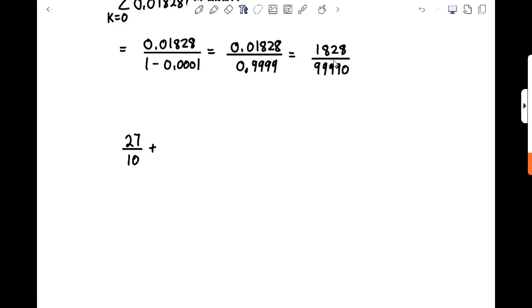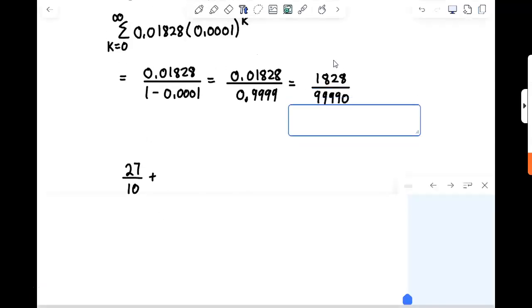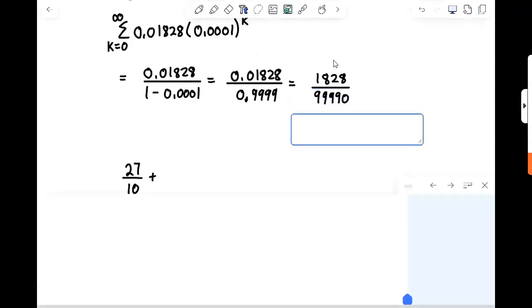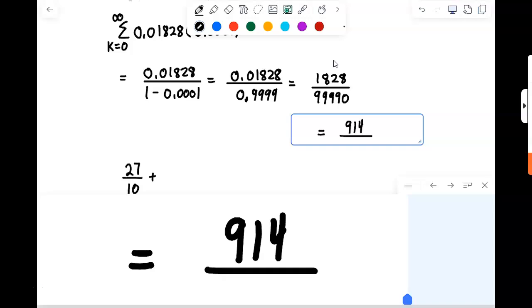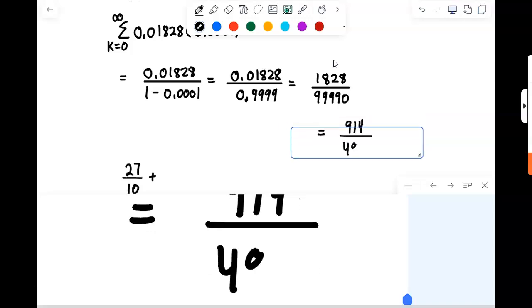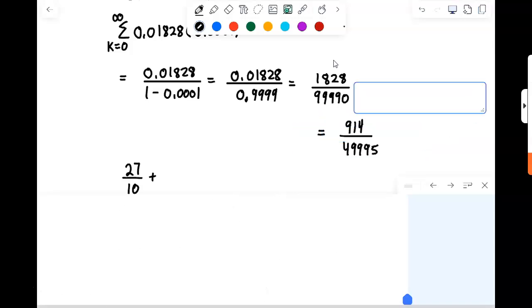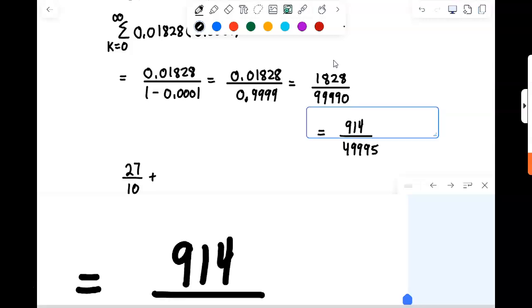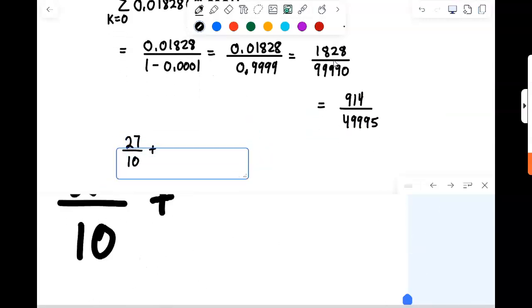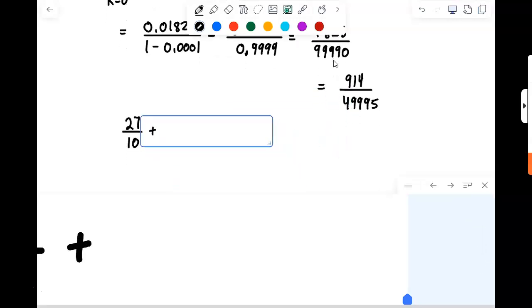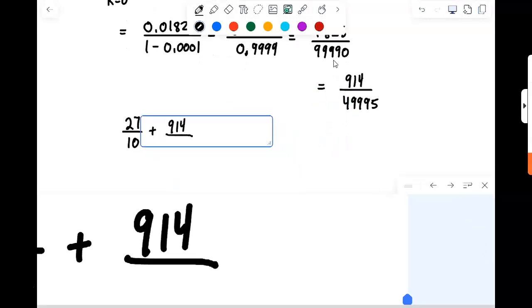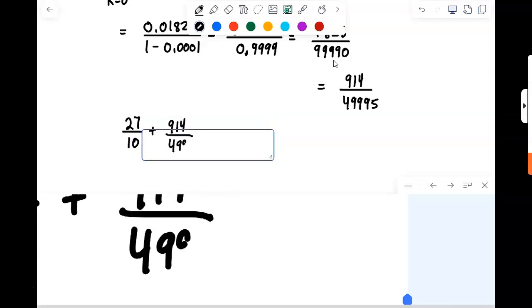So 1828 over 99990 does actually simplify. We can take a 2 out of it that I do know of. That would take me down to 914 over 49995. And I don't know if that reduces any more or not. But I'm going to add that to 27 tenths, 914 over 49995.